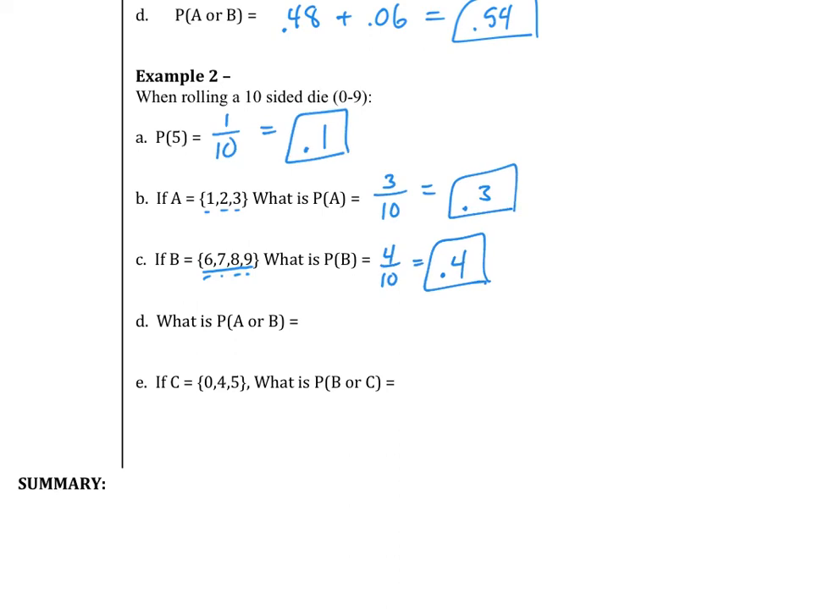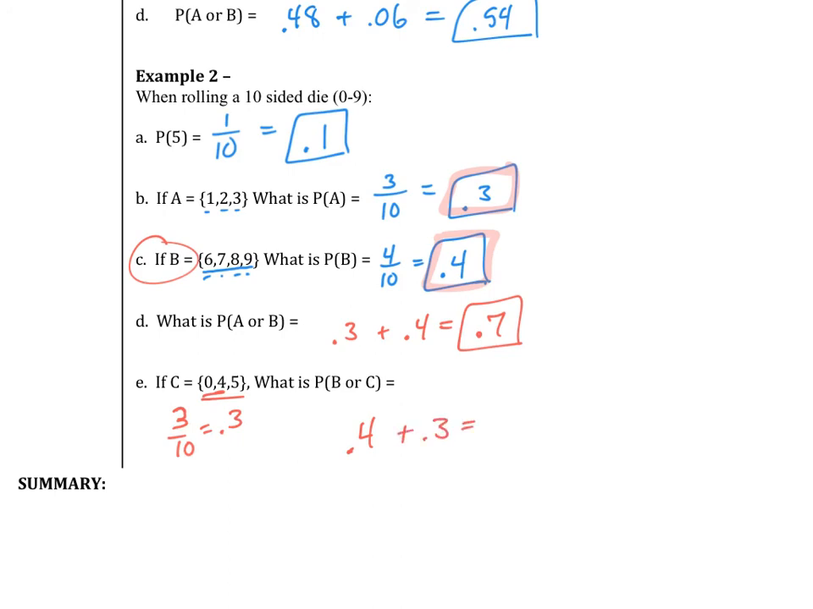And then part D, what is the probability of A or B? So the probability of A is right here. Probability of B is right there. So the probability of A or B is 0.3 plus 0.4, which is 0.7. And then lastly, if C is 0, 4, or 5, what is the probability of B or C? So the probability of B is 0.4. And the probability of C, there's 3 numbers, so 3 out of 10, which is 0.3. So 0.4 plus 0.3 is 0.7.